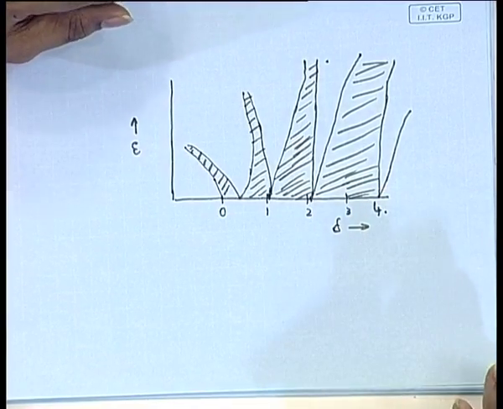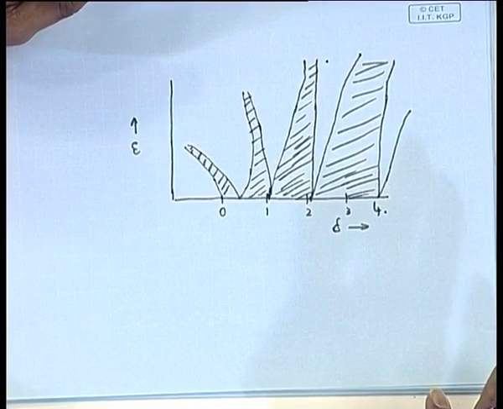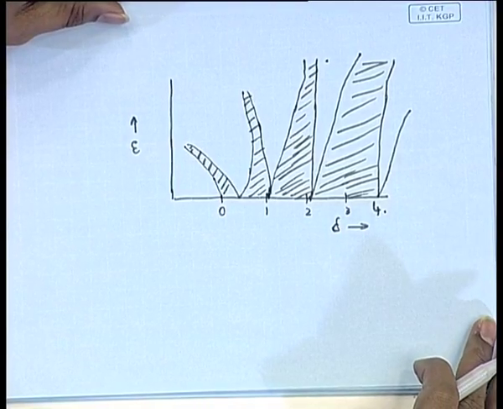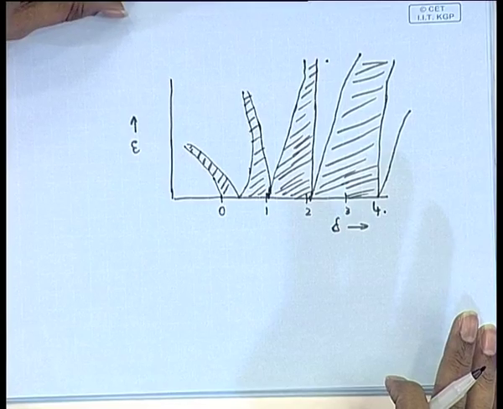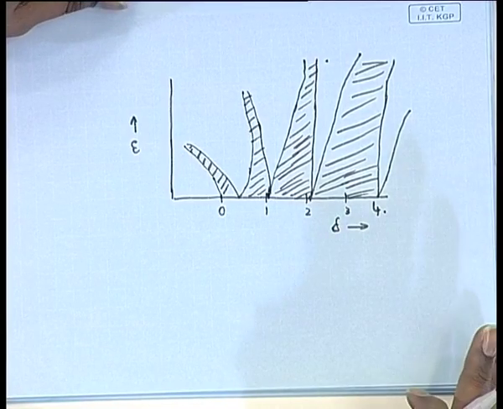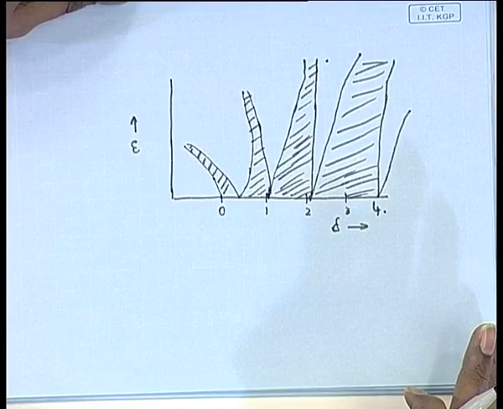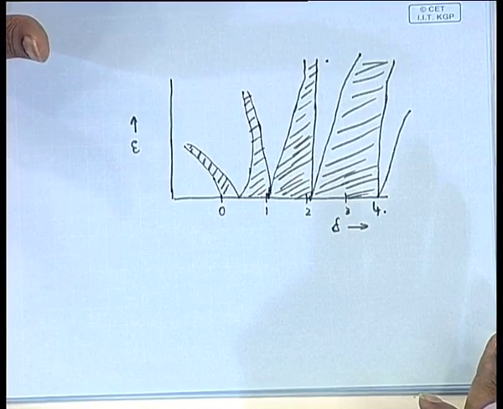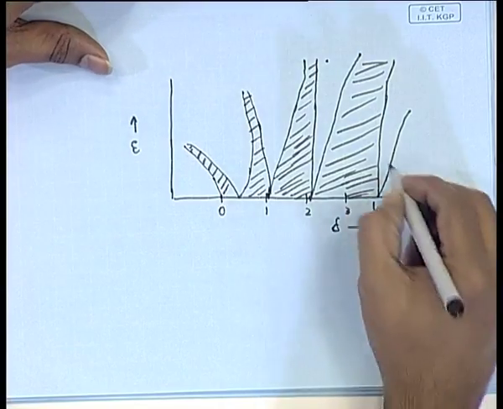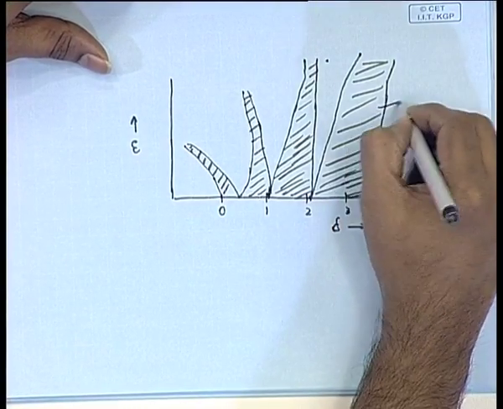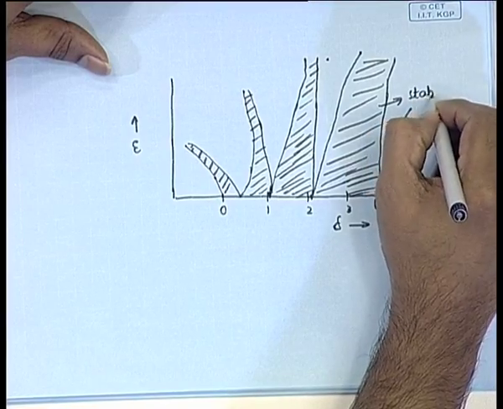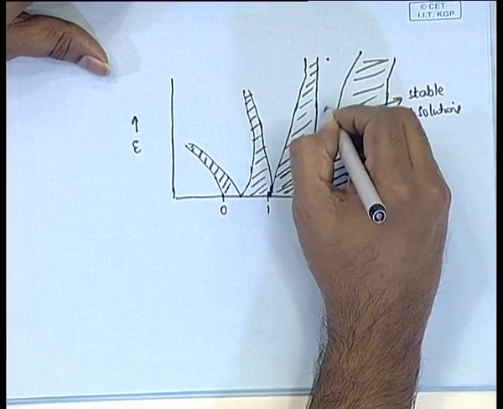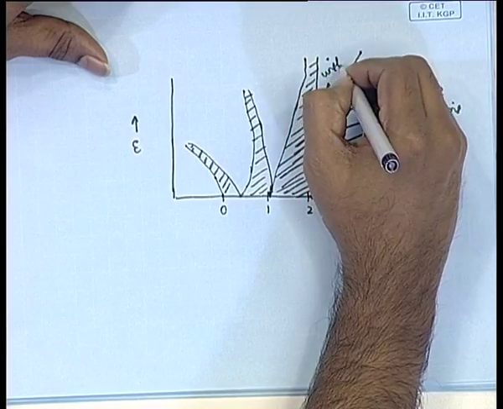So when you draw the curve between delta and epsilon and you see the values of delta and epsilon, correspondingly you will have solutions for phi. Now, you will see that some regions of delta and epsilon will give stable solutions, whereas some regions will give unstable solutions. The regions that I have shaded represent the regions of stable solutions, and the regions that are unshaded, like here, represent unstable solutions.